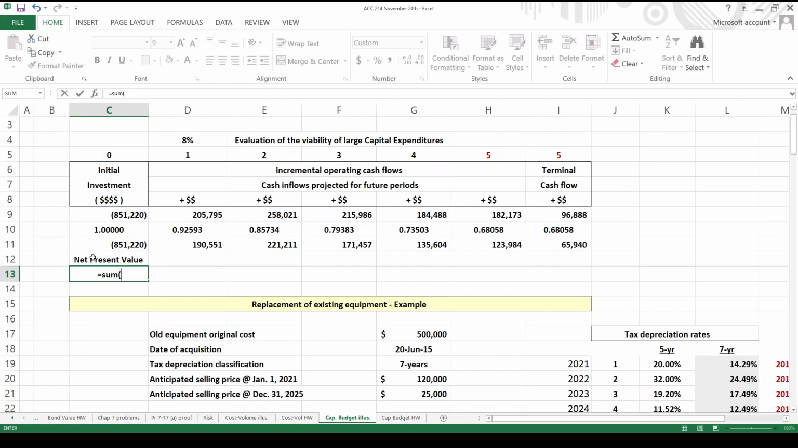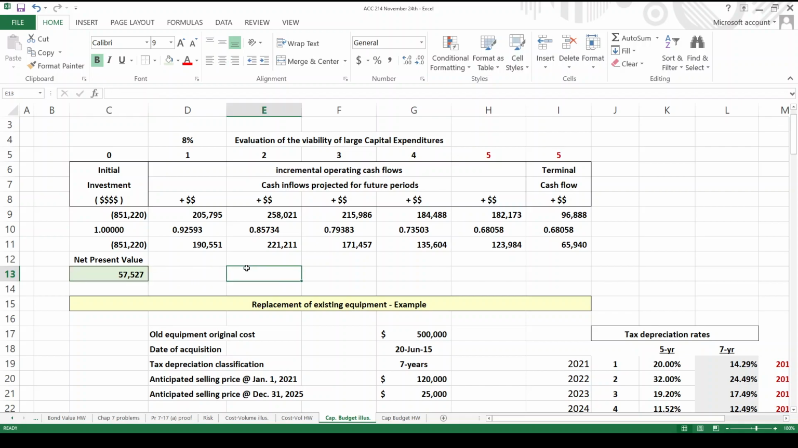Add all the numbers. Comes out to 57,527 positive NPV. So we could say this investment passed the test. It gives us at least an 8% return. Since it's a positive NPV, the actual return is greater than 8%. What is the number that makes this cell right here equal to 0? What interest rate will make that happen?